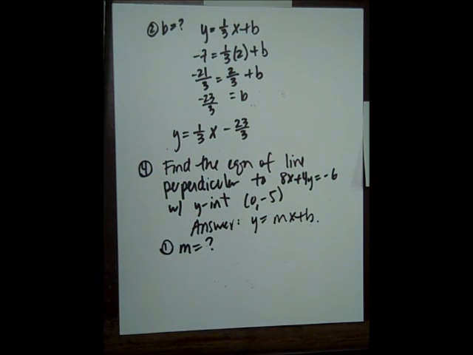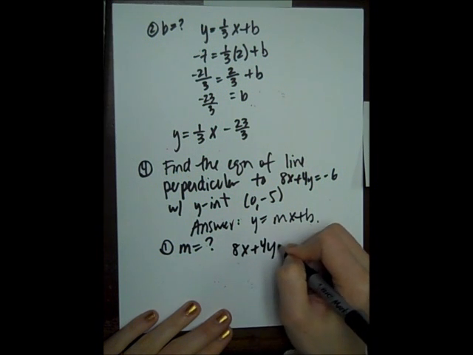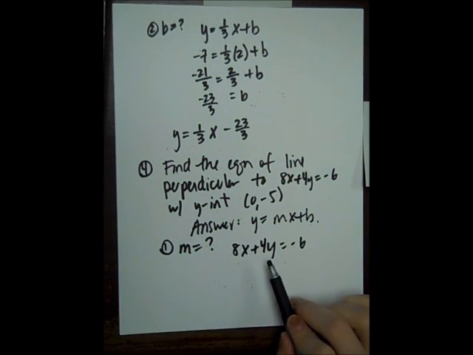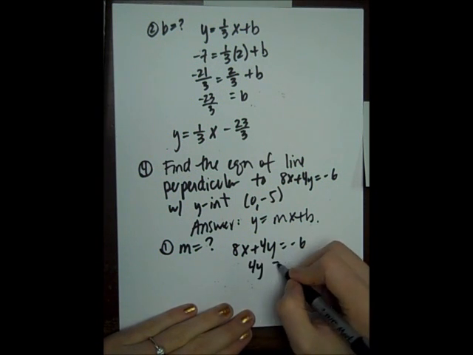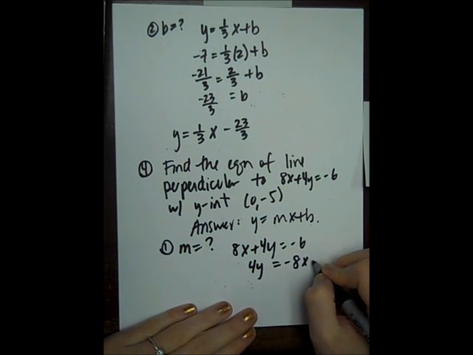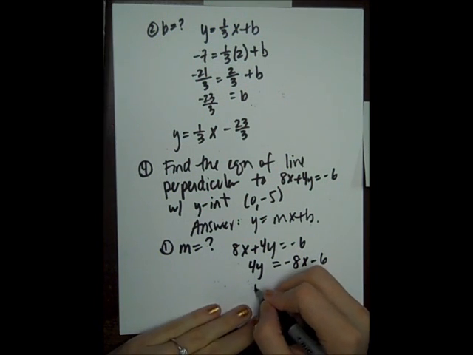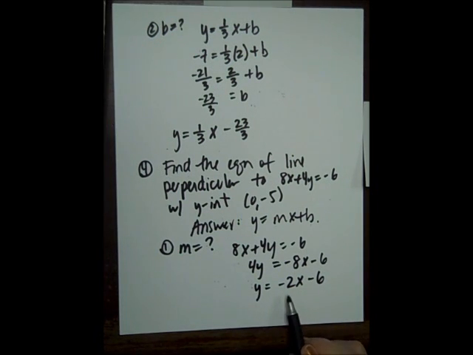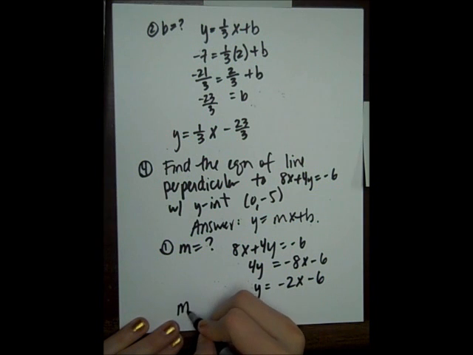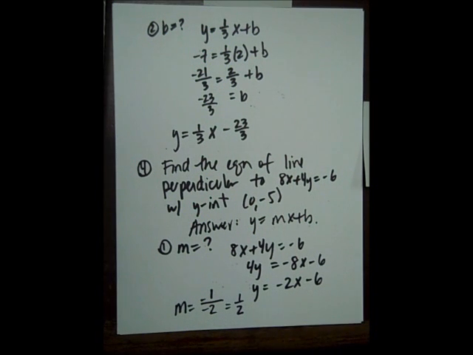So if I'm trying to find the equation of a line that's perpendicular to a given line, I want to take the negative reciprocal of the slope of a given line. So my given line is 8x plus 4y equals -6. Now it's kind of hard to read off what is the slope of this line, so let's rewrite it in slope-intercept form. So I'll move this 8x to the other side, so -8x minus 6. Now I'll divide everything by 4, so I get y is -2x minus 6. The slope here is -2. If I take the negative reciprocal of that, so -1 over -2, I get positive 1/2.